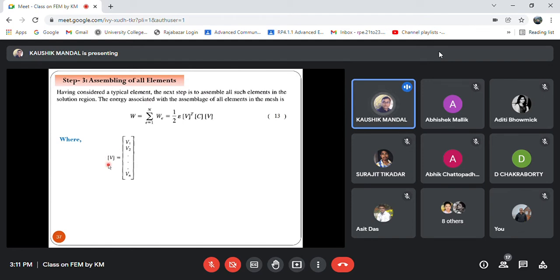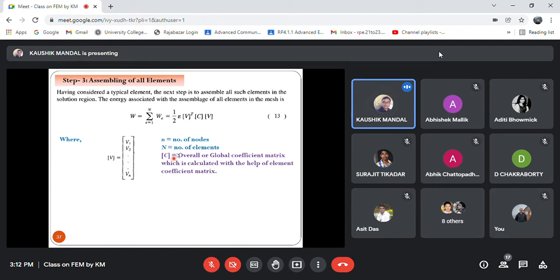So here this V is basically V1 to Vn, where small n is representing the number of nodes in the total solution boundary, and capital N is representing the number of elements. This particular C, previously it was CE for a particular element. Now this C matrix is representing the coefficient matrix for the entire solution boundary. That's why it is known as the overall or the global coefficient matrix.